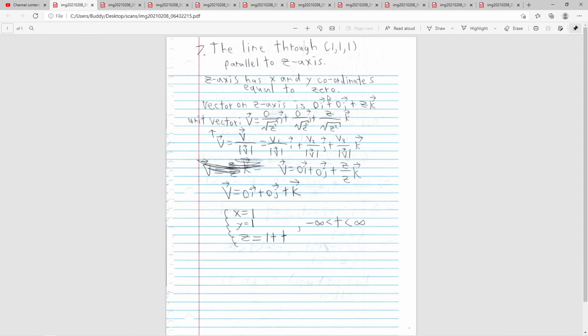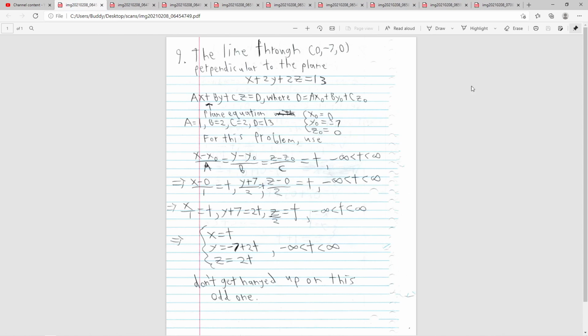But of course, that means that 1 plus 0t would be y, and z, x and y would be 1 plus 0t both, from the point 1, 1, 1, and 0i, 0j. Okay. Then it's 1 plus t, because it's 1 plus 1 times t. And of course, negative infinity less than t less than infinity.